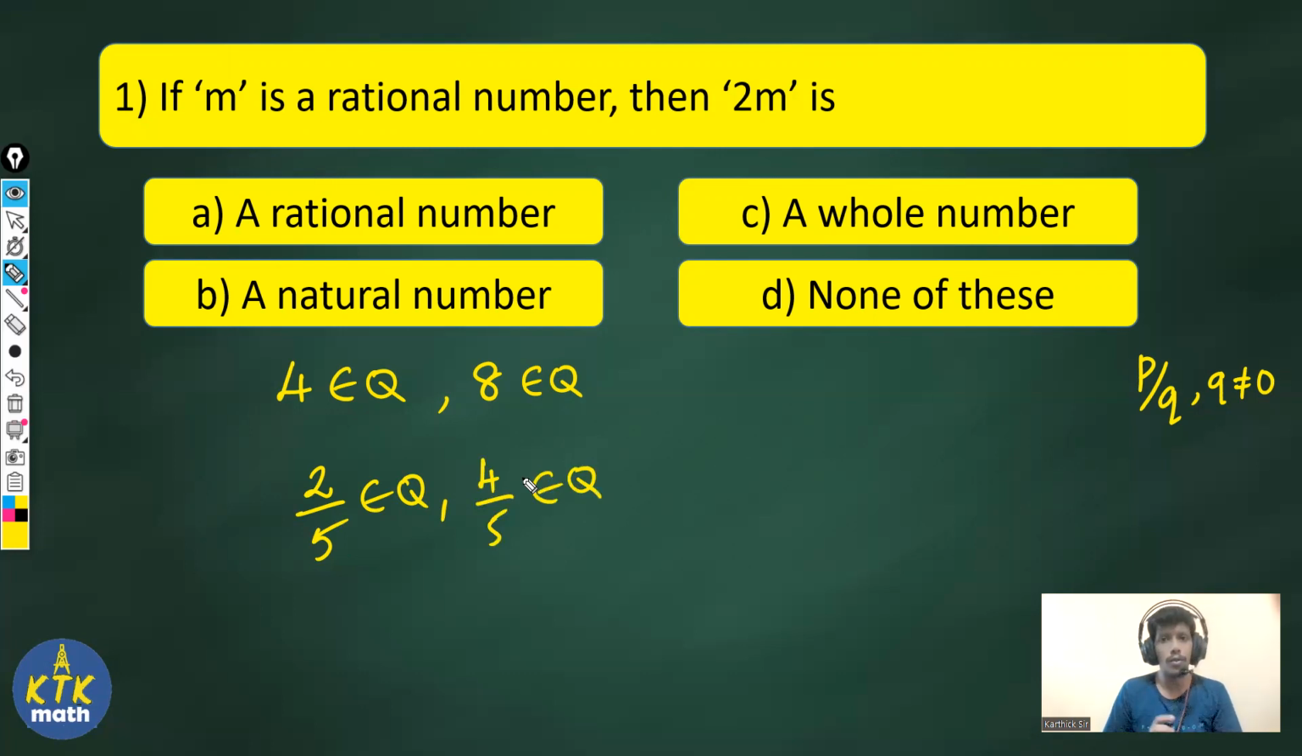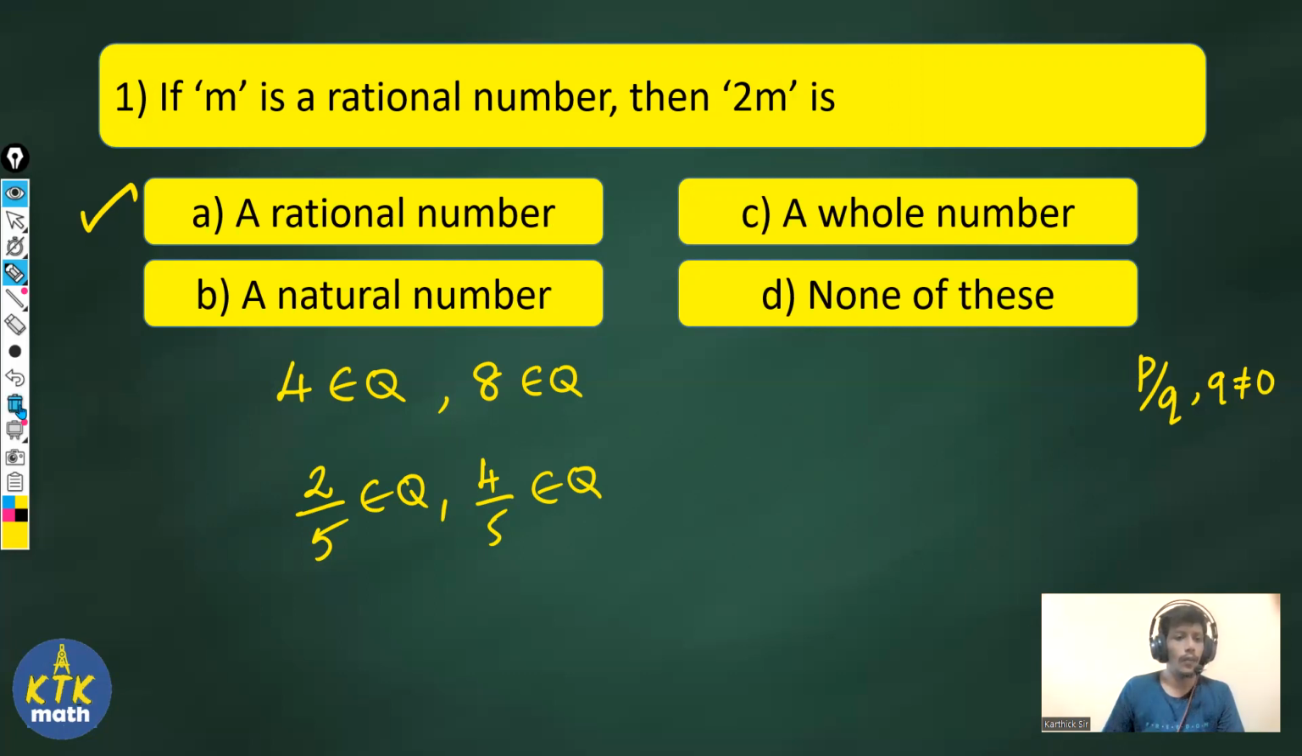So for the first question, your answer is: if you are assuming a number to be a rational number, then twice the number is also going to be a rational number. It can be a whole number or a natural number sometimes, but not in all cases. Whole numbers are contained in rational numbers, and natural numbers are also contained in rational numbers. Rational numbers are a huge area in which whole numbers are a small part, and natural numbers are also a small part. I hope you understand the first question.